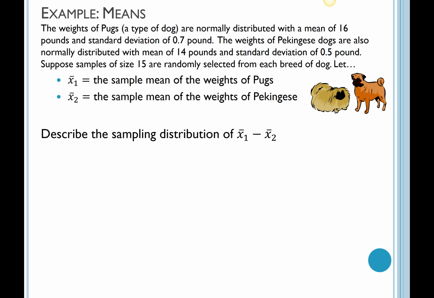Our example here is that the weights of pugs, which are a type of dog, are normally distributed with a mean of 16 pounds and a standard deviation of 0.7 pound. The weights of Pekingese dogs are also normally distributed with a mean of 14 pounds and a standard deviation of 0.5 pound. Suppose samples of size 15 are selected from each breed of dog. We're going to let x bar 1 be the sample mean weight of pugs and x bar 2 be the sample mean weight of Pekingese dogs. Now we're going to describe the sampling distribution of x bar 1 minus x bar 2.